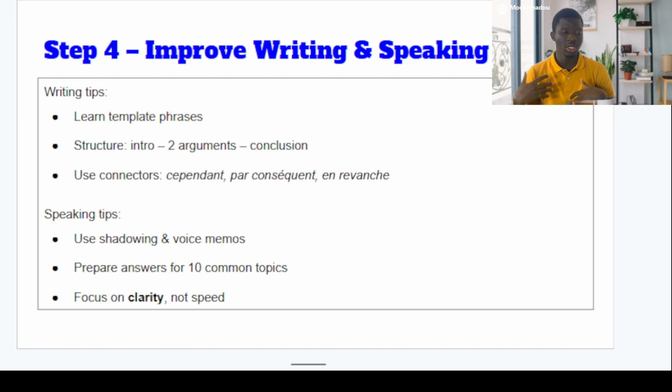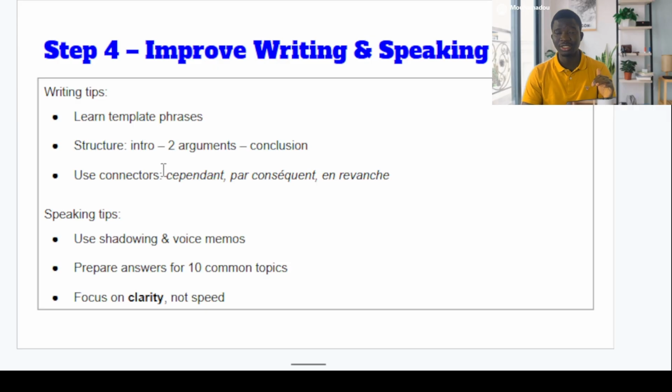You need connectors: cependant, par conséquent, en revanche, etc. Connectors for contrasting, for adding ideas, for giving examples, etc. And also the good thing is connectors, you can use them in the speaking part as well. All right, so you can use them both in writing and speaking. For your argumentation, you need to have this clear structure.